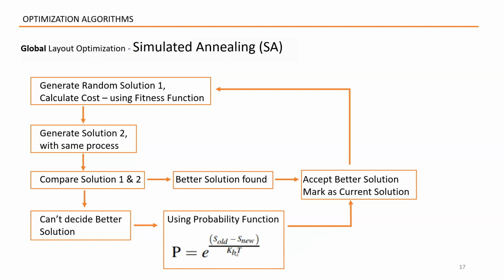So this is a kind of temperature parameter. Worse solutions are more likely to get accepted at high temperature. The process continues until the termination criteria is met and the final temperature is reached. We don't need to understand this formula here, but the whole process for simulated annealing is shown like this.